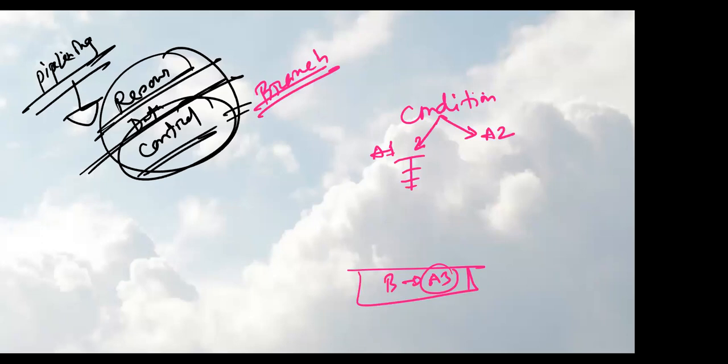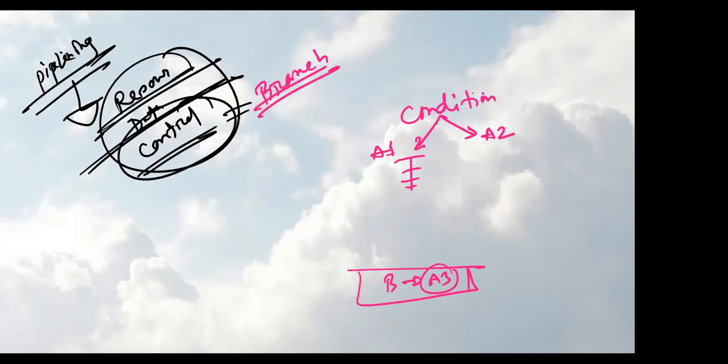So what is the solution to solve this type of problem? That is, you will branch correctly, or you will predict the branch correctly. What are the ways? Okay, there are several approaches. First one is very brute force one.